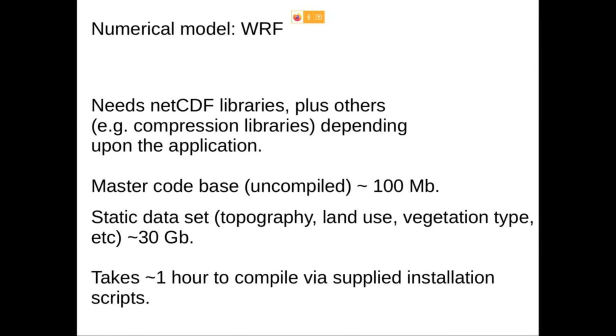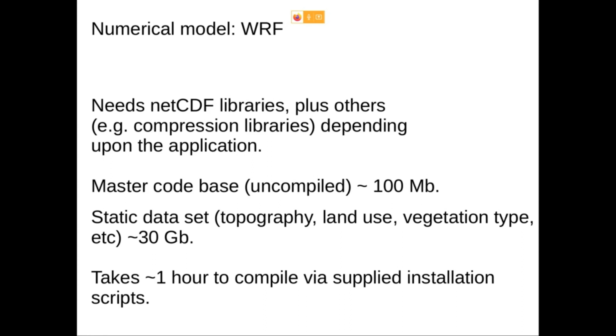Depending on what you need to do, you may need to add certain other libraries, but they're not strictly speaking necessary. The uncompiled code base is of the order of 100 megabytes. But the main space taken up by the model is the static data set, which consists of a worldwide representation of topography, land use, vegetation types, soil temperature, all these kinds of things. All this static data is needed to run the model.